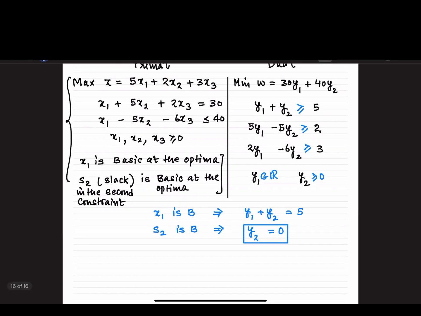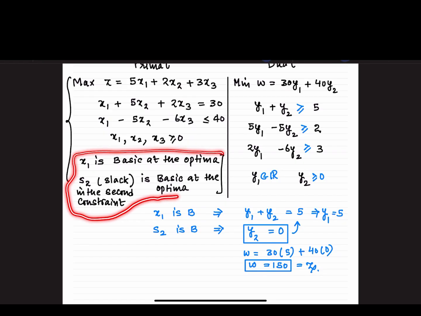Okay. And putting this value in the first equation, we get y1 equals 5. So we have y1, we have y2. This implies W at the optima is 30 into y1 plus 40 into y2. So that means the objective value of the dual is 150, which is also equal to the objective value of the primal at the optima. Okay. Now there are two more constraints for which we have no information from these two.